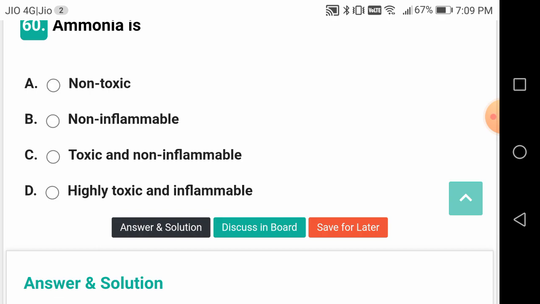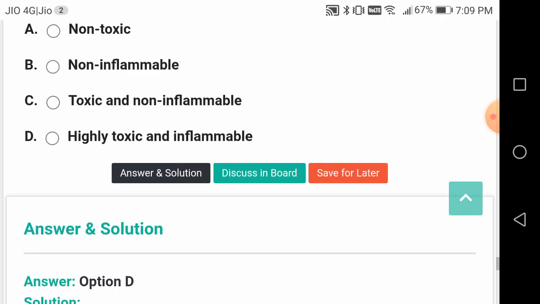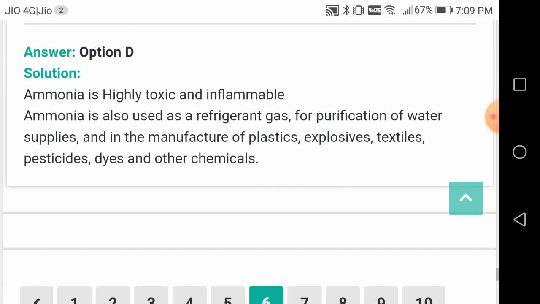Some toxic gases, vapors will be released into the atmosphere, and the workers, or the personnel who are managing that plant, will be affected if they inhale those vapors.